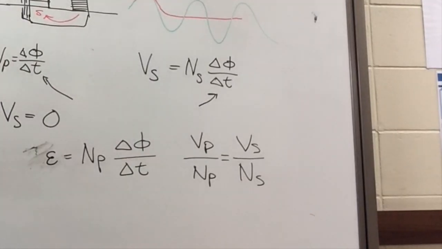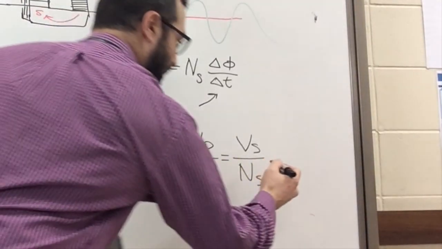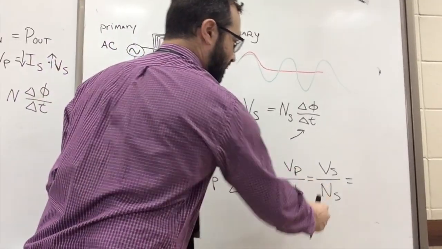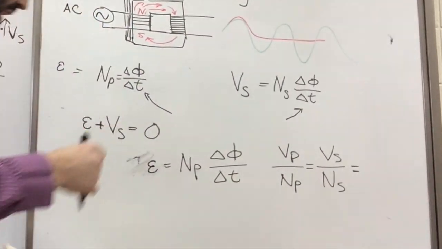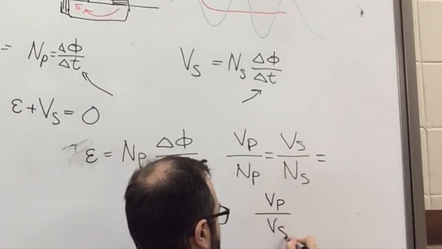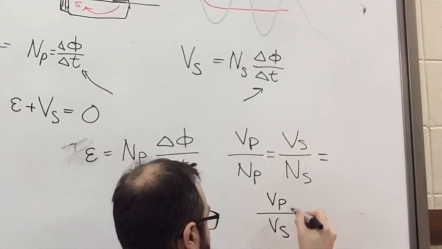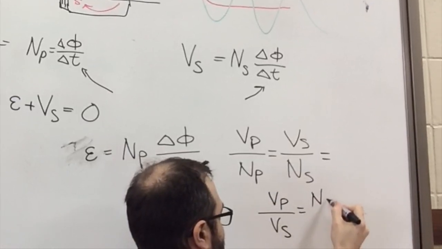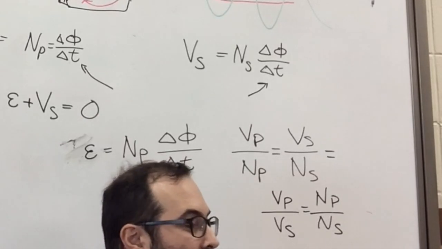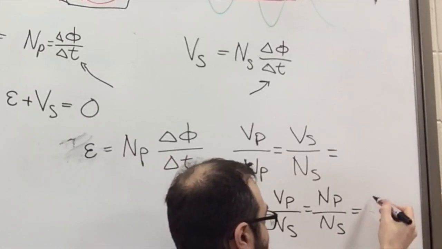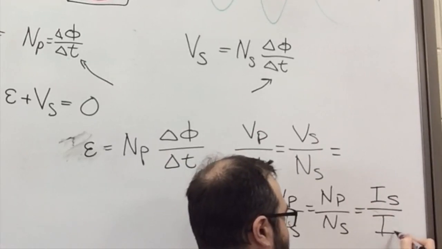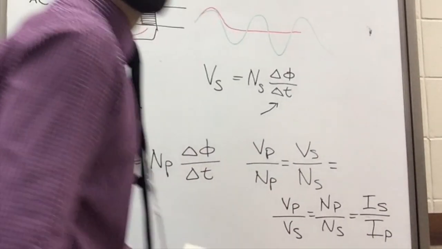Which, interestingly enough, then we can add one more piece to it and say that if it's the voltage to the turns, then we can say voltage primary to the voltage secondary is going to be equal to the number of turns on the primary to the number of turns on the secondary, and then with current, it's going to be opposite. That's right. Nice.